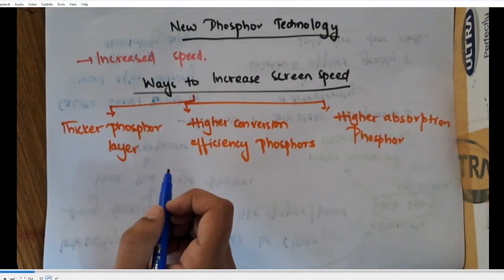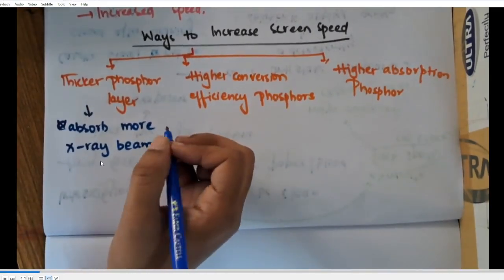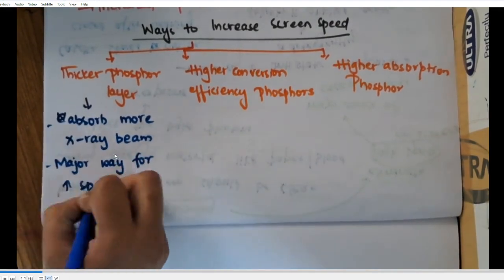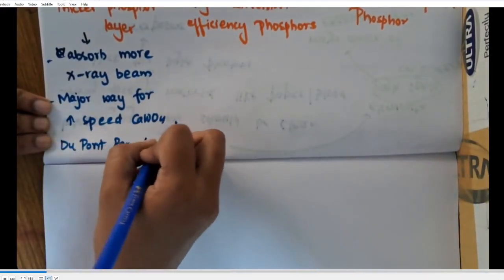First, we must consider how an intensifying screen speed can be increased. This can be done when the phosphor layer is made thicker to absorb more of the X-ray beam. The phosphor may have higher conversion efficiency of X-rays to light, or the phosphor may be able to absorb the X-ray beam effectively. A thicker phosphor layer absorbs more of the X-ray beam than a thinner phosphor layer. The major way in which the speed of calcium tungstate is increased is by a thicker phosphor layer.